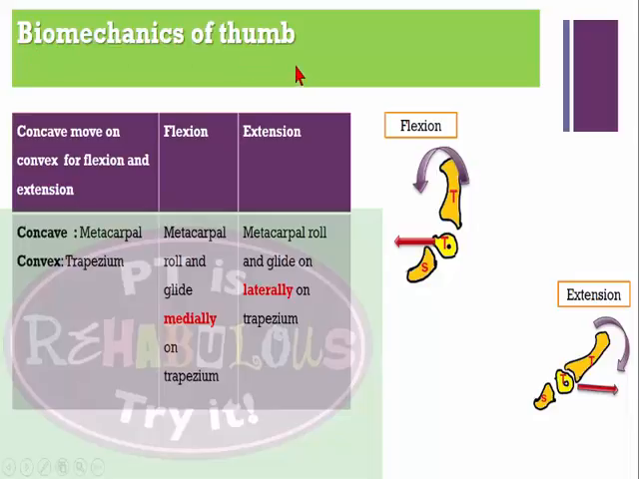Let's see biomechanics of thumb. We are going to see the biomechanics of the thumb again, because in the anatomical slide we have some typing mistakes, so for correction I have included this. For the thumb, the concave surface moves on the convex surface for flexion and extension. The convex surface is the trapezium, and the metacarpal is concave. This is flexion, this is extension. If the patient is doing flexion, the metacarpal will roll and glide medially on the trapezium. For extension, the metacarpal will roll and glide laterally on the trapezium.